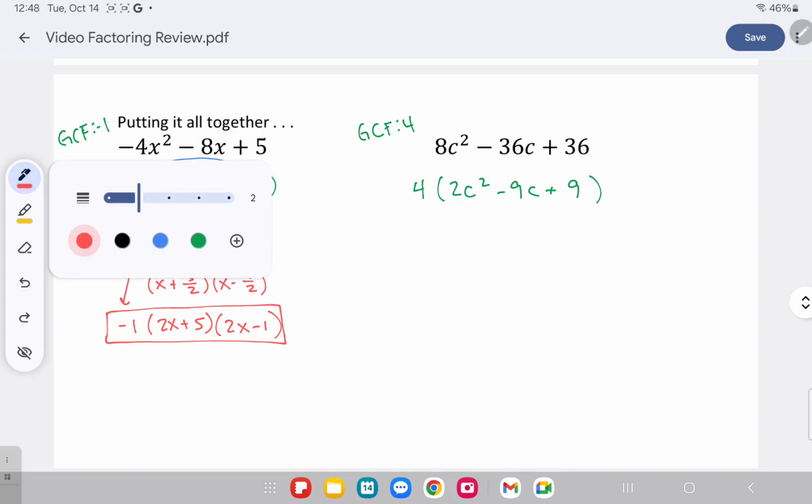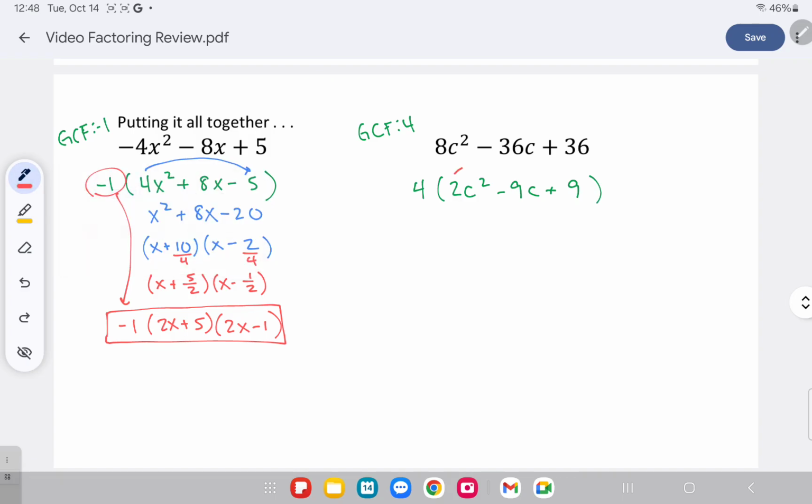Then we do the slip and slide. So when there's a number in front, don't automatically slide it to the back. You need to take that GCF out first if there is one. It makes things easier for you, and your answer is not fully correct if you forget that step. So don't forget that step. All right, in this case, we're looking for two numbers that multiply to 18 and add to -9. That would be -3 and -6.